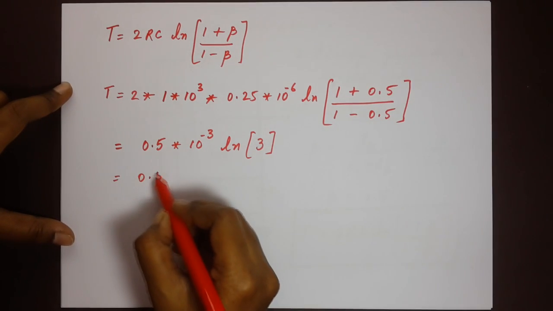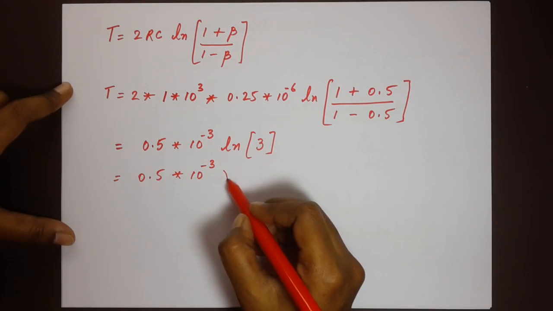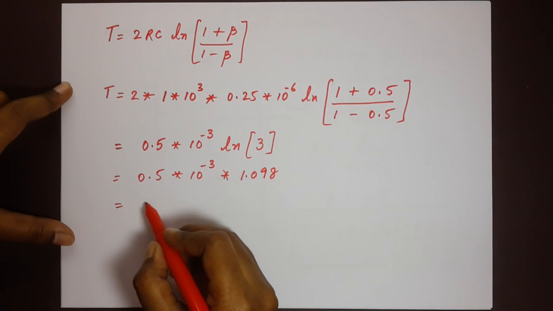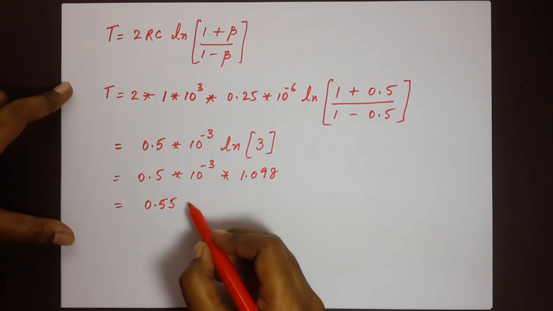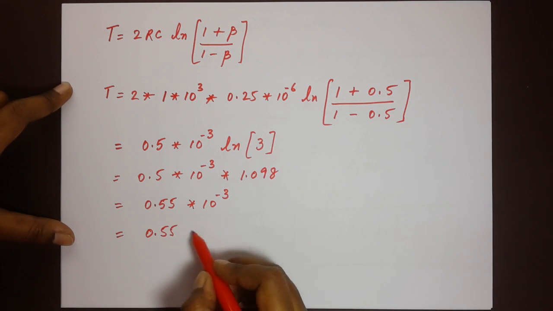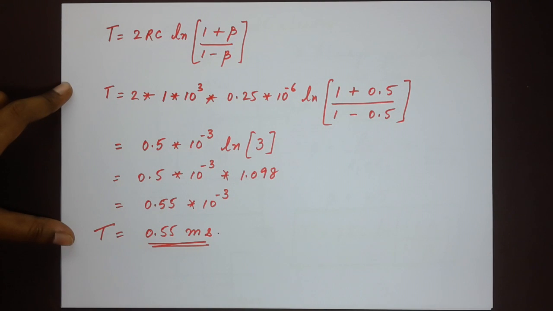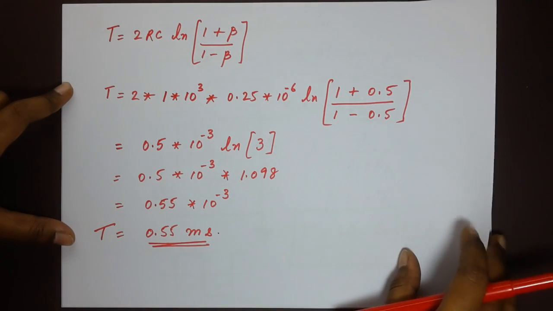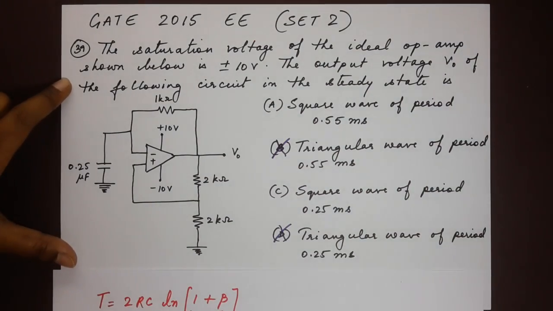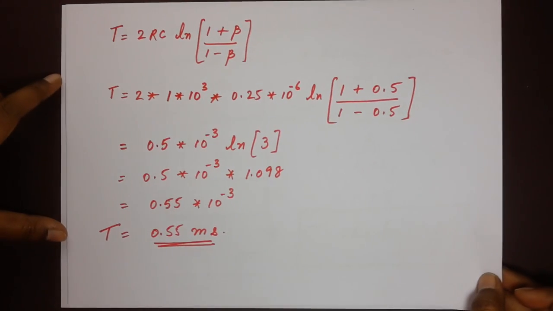Solving it further, the value of ln of 3 is 1.098, and we solve this to get 0.55 into 10 power minus 3. Now 0.55 into 10 power minus 3 can be written as 0.55 millisecond. So our time period is 0.55 millisecond. So this is our solution. It's a square wave of period 0.55 millisecond.